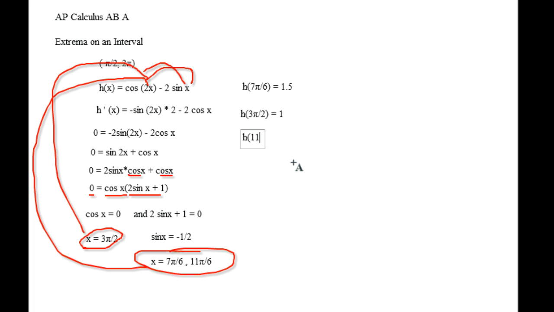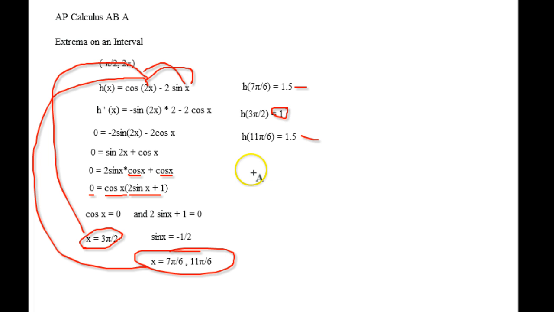And 11 pi 6, I should get also 1.5. So if you look at these numbers, 2 of these are higher than the other. Okay, so what these are telling me, these are global maxes. Well, global maxes, we don't know just yet, but these are definitely maximums on this interval. Whether or not this is a minimum, we don't know until we actually look at the entire interval.